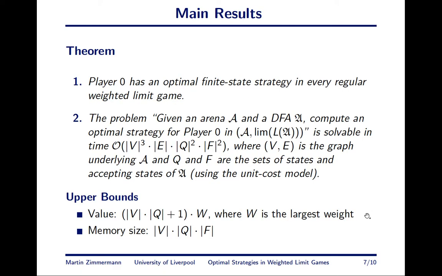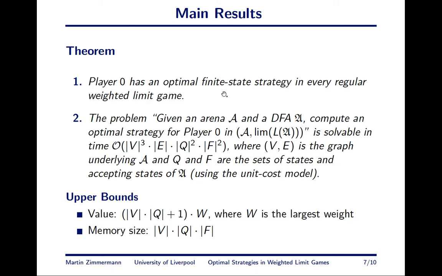Okay, so let's talk about our main results we've shown in the paper. First of all, we have shown that player 0 has an optimal finite state strategy in every regular weighted limit game. So as long as the game is finite, there is an optimal finite state strategy. Finite state strategy means you can implement it by an automaton with output, so it's a finite object.